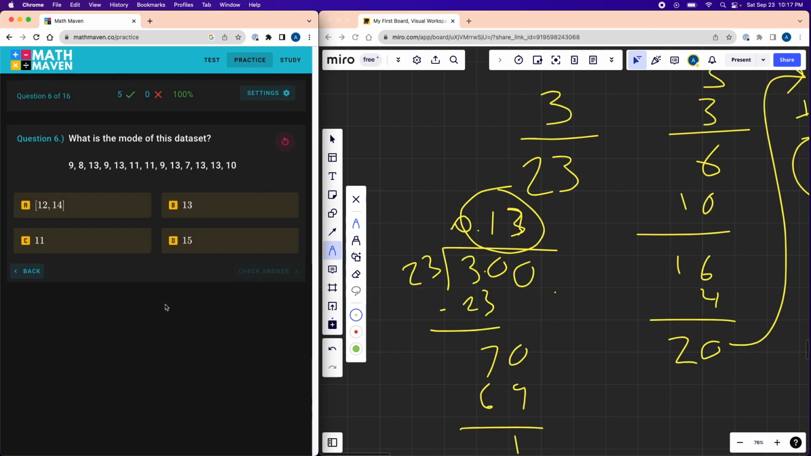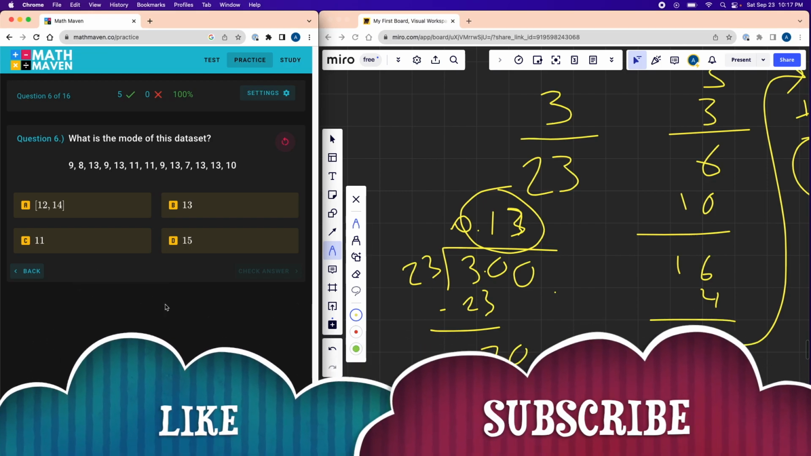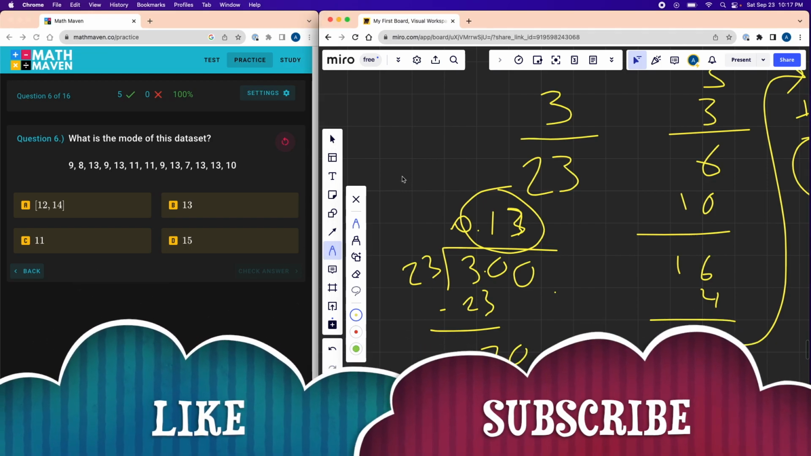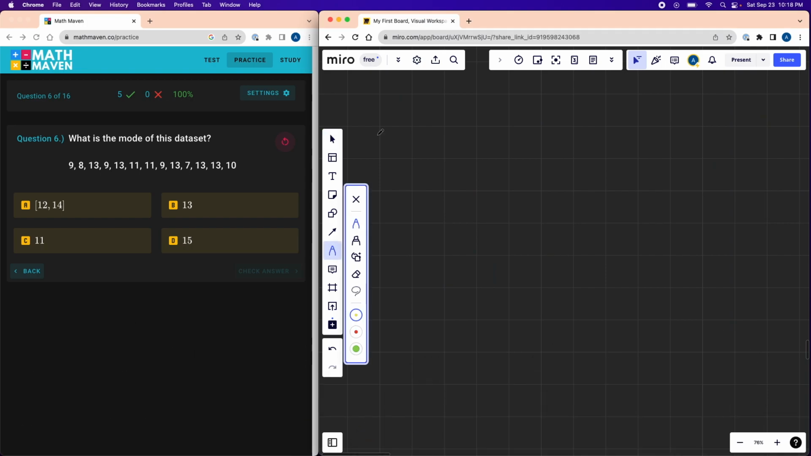All right, question number 6. What is the mode of this data set? Press pause and try this one out on your own. All right, so let's go ahead and work through this one together here. Whenever I see mode, I just like to think of most. All right, mode means most. What they're asking here is what number appears most often in this data set here.